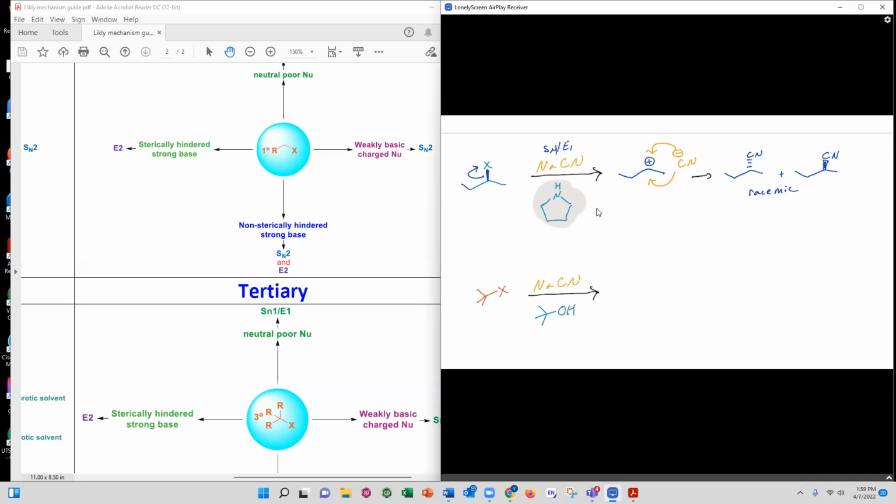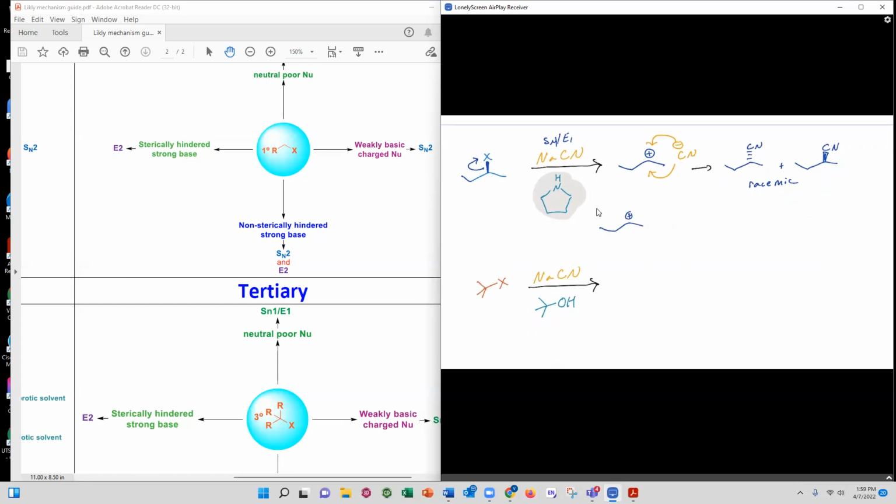Again, it's the exact same mechanism, same rate determining step, only now I have two different beta hydrogens. I've got this beta hydrogen here, and I have this beta hydrogen on the terminal carbon. So because I have a non-symmetrical carbocation, we can expect two different elimination products in this particular case.